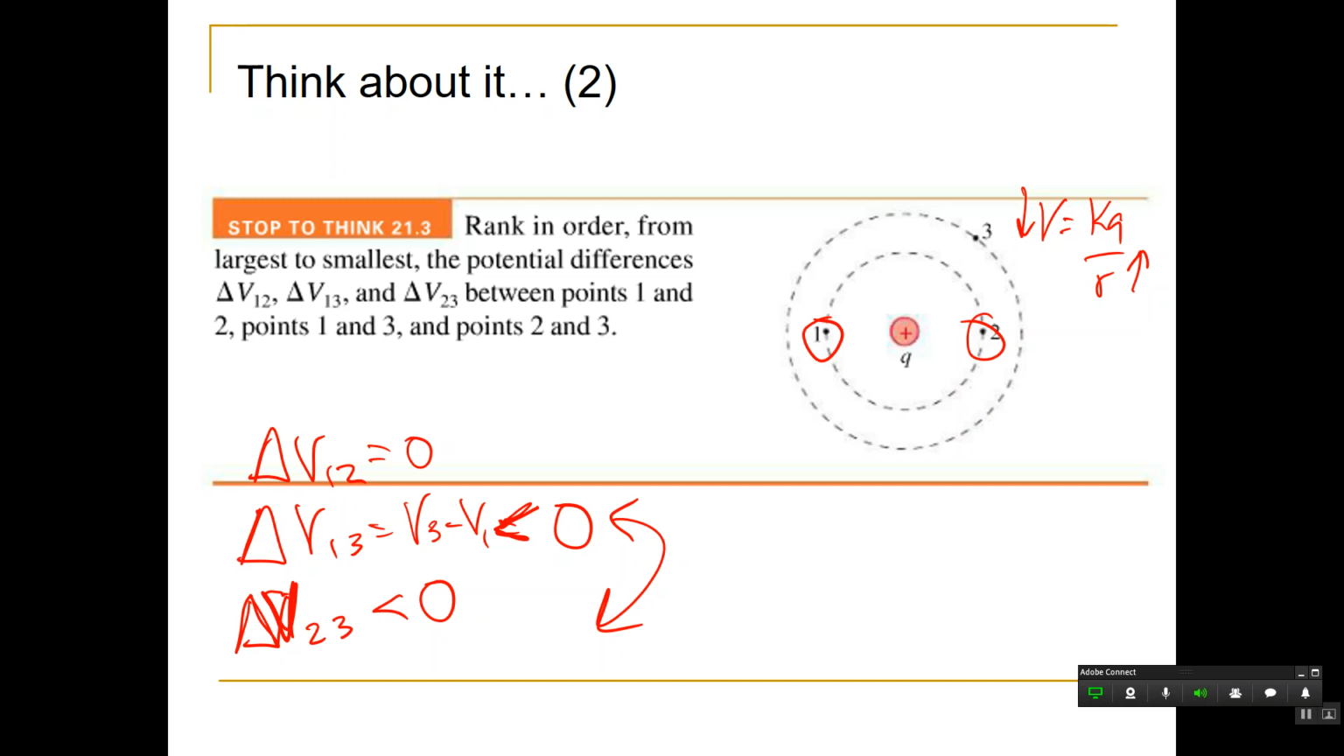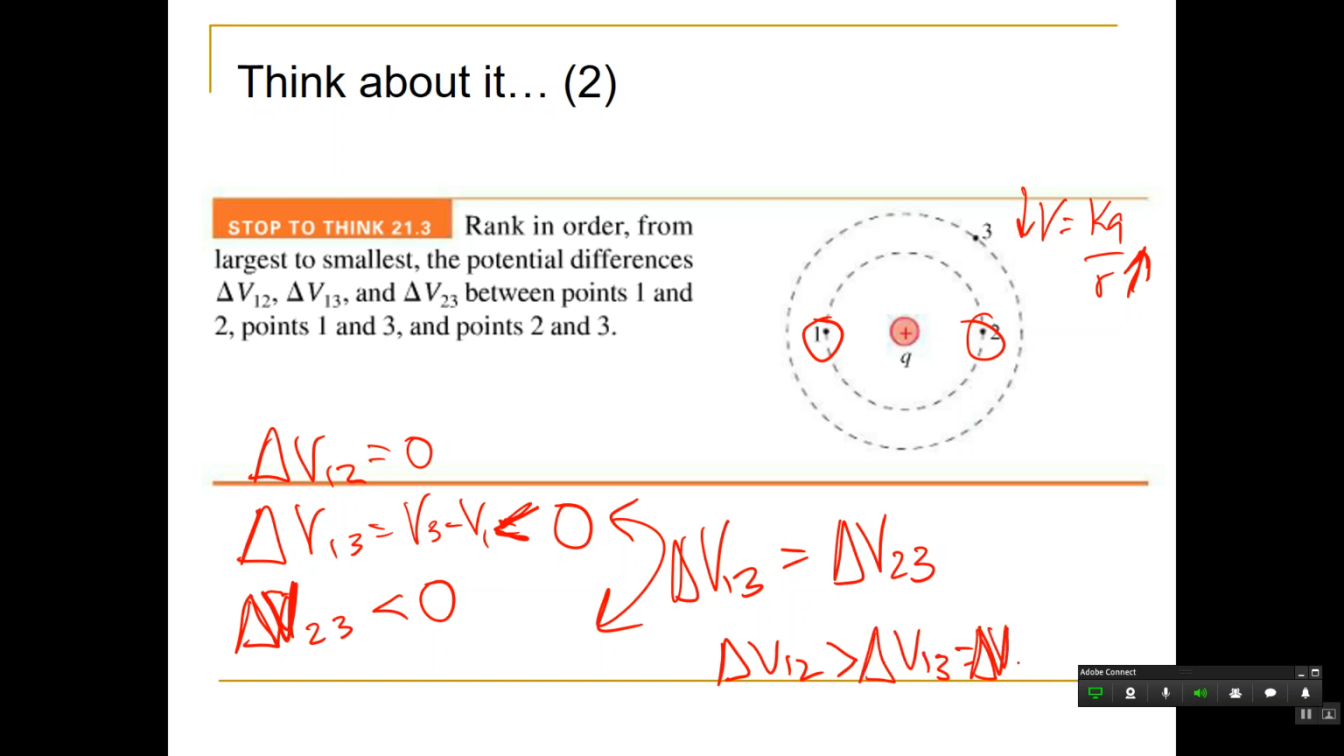Think of them in terms of R. Because you said that the potential between 1 and 2 is the same, the difference between 1 and 2 together with 3 should also be the same, right? I would say that delta V13 would be equal to delta V23. And they're both negative. So if we're going from largest to smallest, delta V12 is greater than delta V13, which is equal to delta V23.